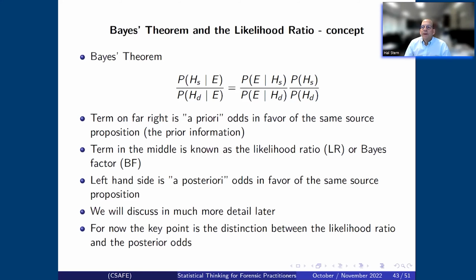As I said, we'll spend much more time on this with specific forensic examples. But for today, I only want you to be aware of the distinction between the posterior odds and the likelihood ratio, because they play a key role in the Skipper case. So let's see what questions have come up.